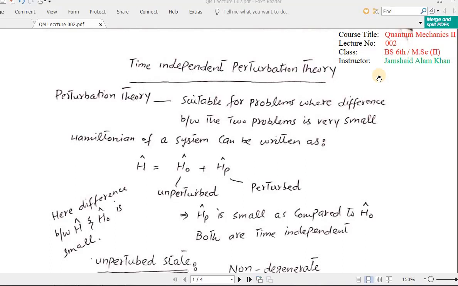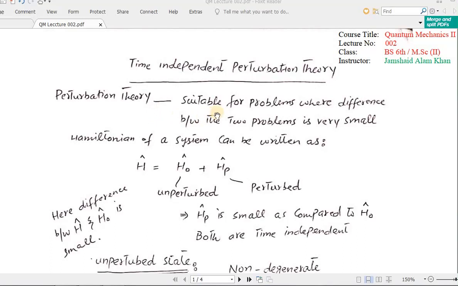Today, the topic which we are going to study is time-independent perturbation theory. As you remember, in the previous lecture, I divided this time-independent perturbation theory into two parts. One is non-degenerate perturbation theory and the other one is degenerate perturbation theory. In this lecture, we study the non-degenerate perturbation theory.